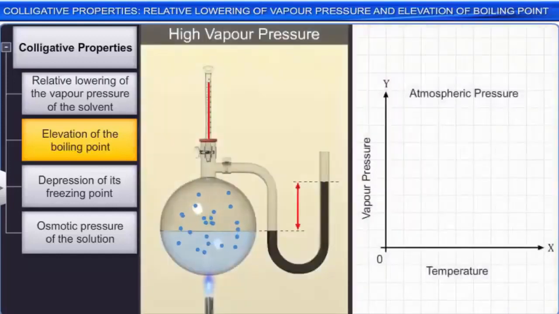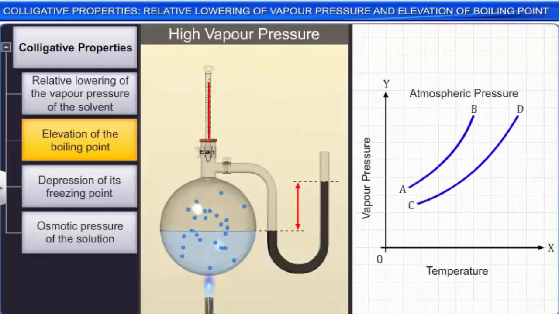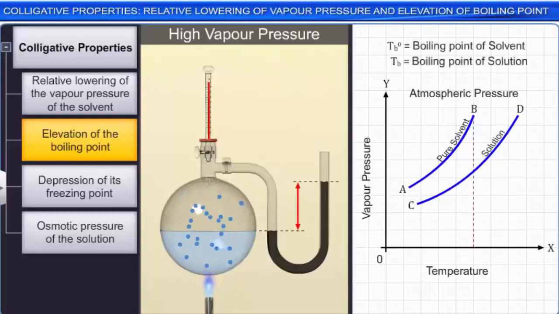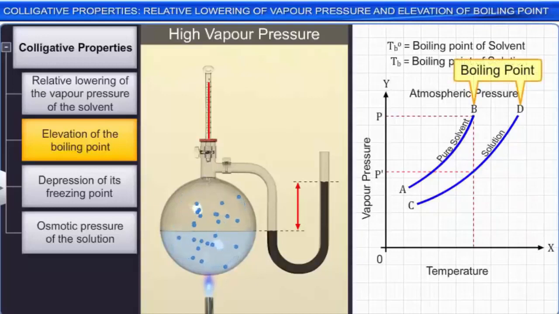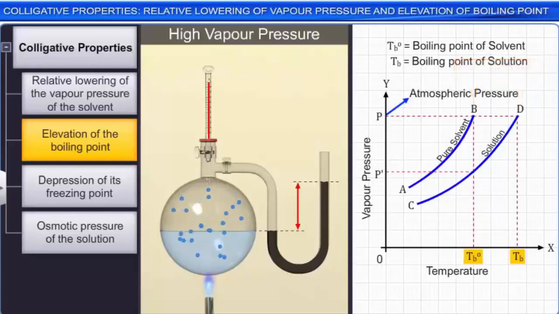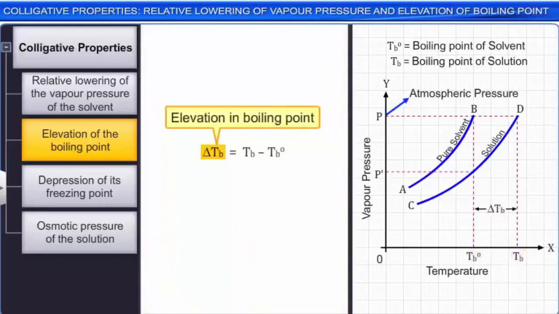Let us discuss the elevation in boiling point on the basis of curves showing the variation of vapor pressure of pure solvent and solution as a function of temperature. You know that at any temperature, the vapor pressure of a solution containing a non-volatile solute is less than that of the pure solvent. Therefore, the curve corresponding to the vapor pressure of the solution lies lower than that of the pure solvent. The temperatures at which the vapor pressure of the solvent and the solution become equal to the atmospheric pressure are Tb0 and Tb respectively. The difference, Tb minus Tb0, is represented by delta Tb and gives the elevation in the boiling point of a solvent in solution.